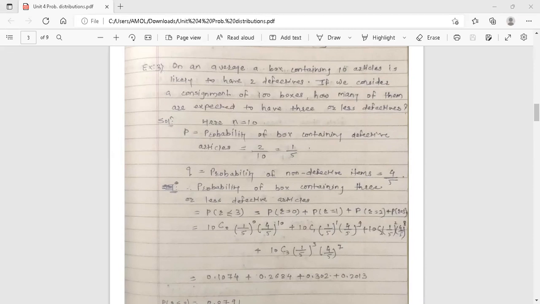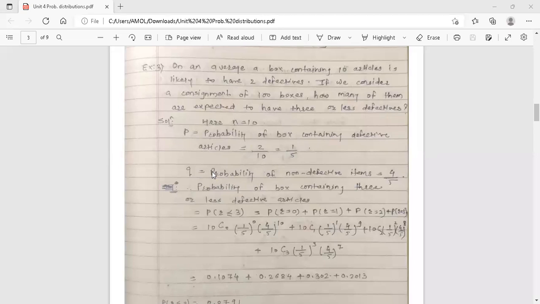Here, a box containing 10 articles is likely to have 2 defectives. So, the probability of a box containing defective articles is 2 by 10, because a box contains 10 articles, meaning n is equal to 10. The probability of a box containing defective articles is 2 by 10, because in a box there may be 2 defective articles. If you simplify it, it is 1 by 5.